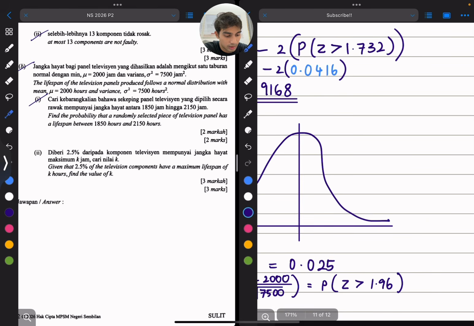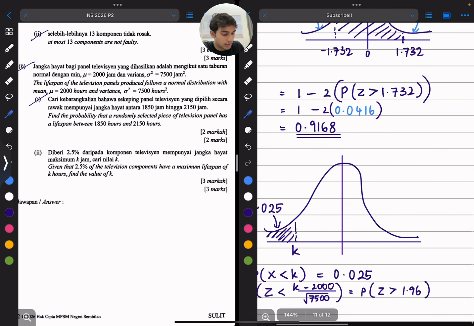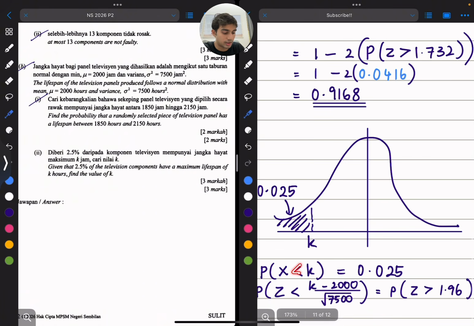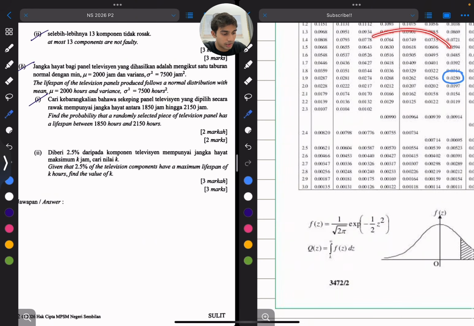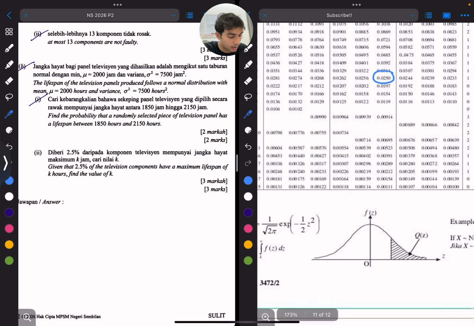Okay, why more than? You have to remember this part and this part no need to relate. Here can be less than, can be more than, can be equals to, doesn't matter. You don't look at this. When you're using the table to find area, it is always PZ more than, because all these areas are for PZ more than the Z-score.